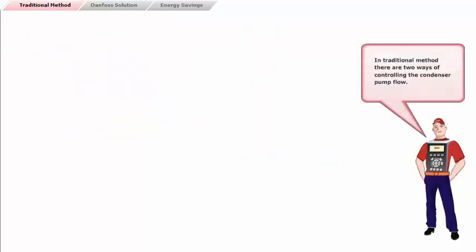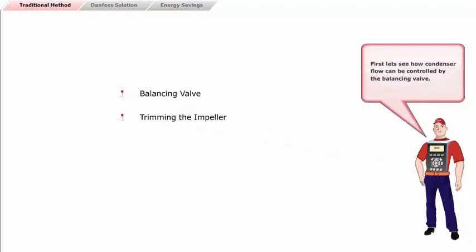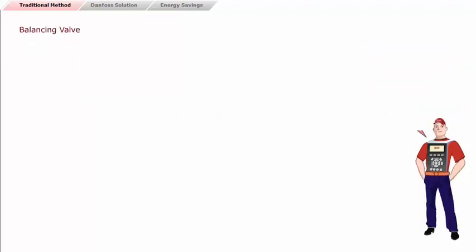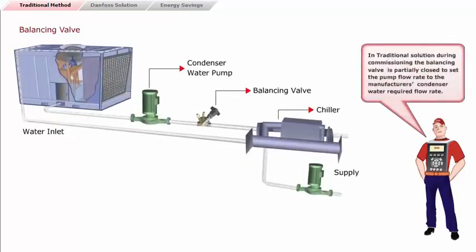In the traditional method, there are two ways of controlling the condenser pump flow: balancing valve and trimming the impeller. First, let's see how condenser flow can be controlled by the balancing valve. In the traditional solution, during commissioning, the balancing valve is partially closed to set the pump flow rate to the manufacturer's condenser water required flow rate.